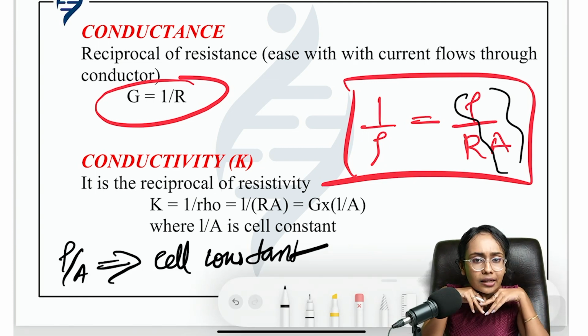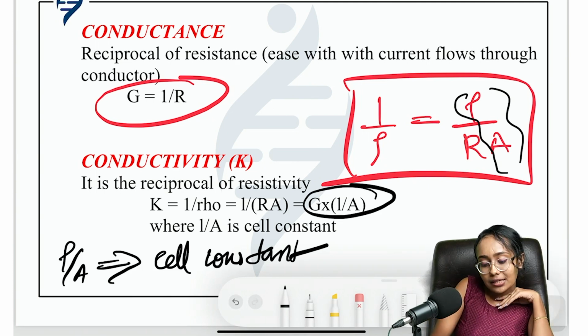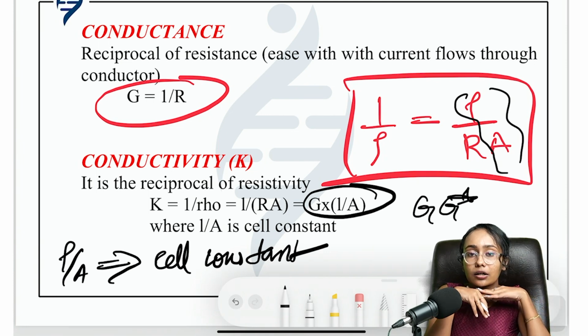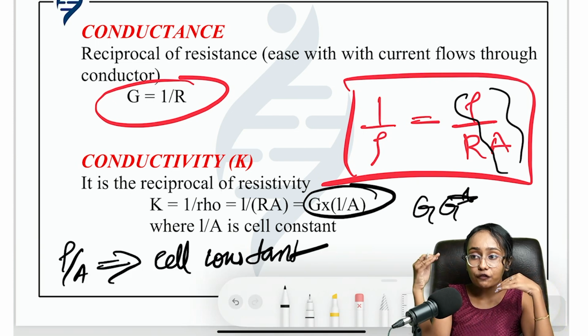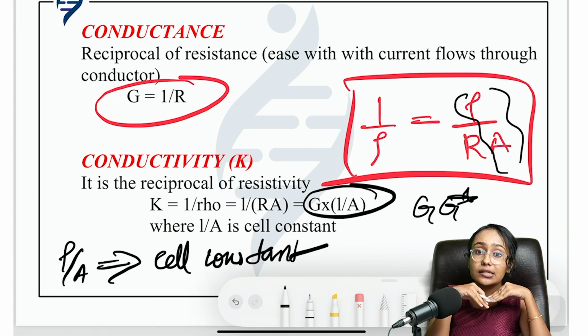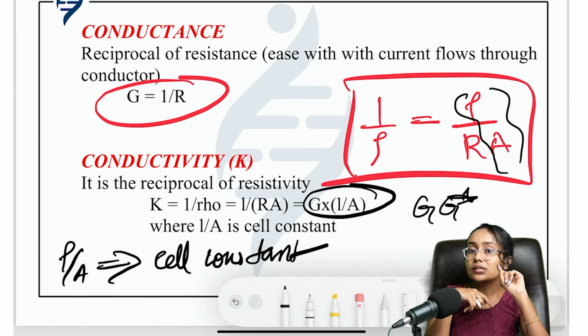The reciprocal of resistance is the conductance G. So this equation, G into L by A, can be written as G star. G star is used to represent the cell constant. The ratio of length and area of cross section is known as the cell constant. It is represented by G star. G is the symbol for conductance, K is the symbol for conductivity, R is the symbol for resistance, and rho is the symbol for resistivity.